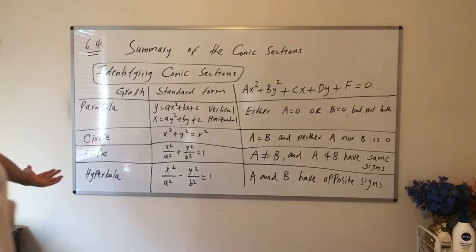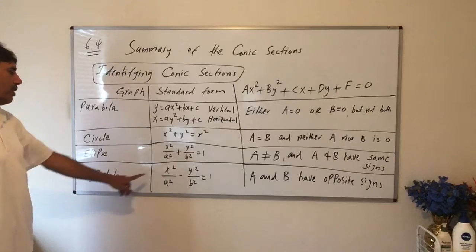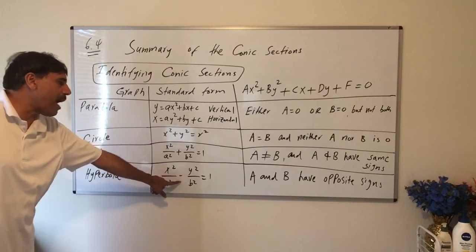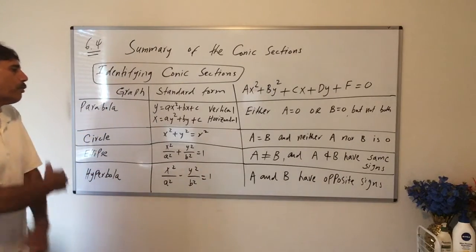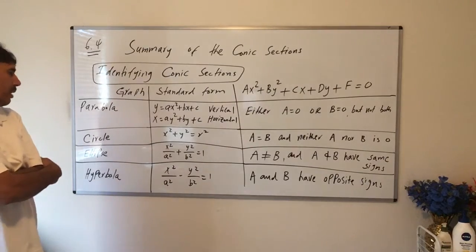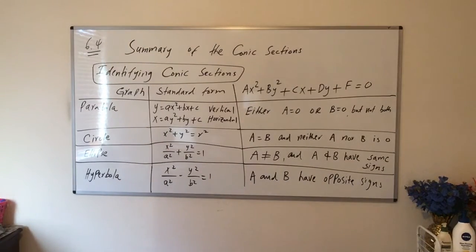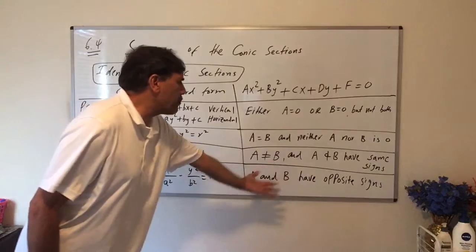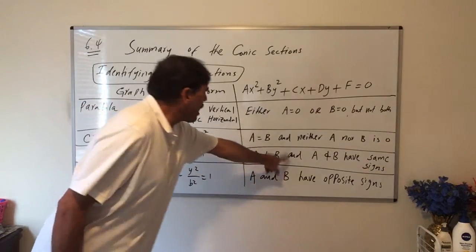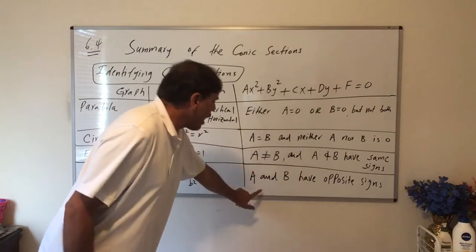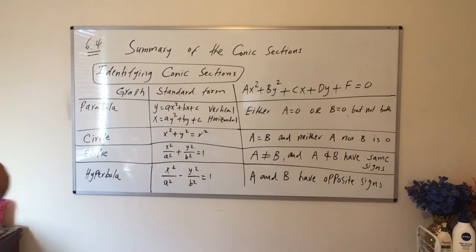And the last one we just talked about, the hyperbola. So there's the minus in the middle. So if it's a minus equals 1, that is your hyperbola. So a and b have opposite signs. Keep in mind, for the ellipse, a and b must have the same signs, and a and b must have opposite signs if it is a hyperbola.